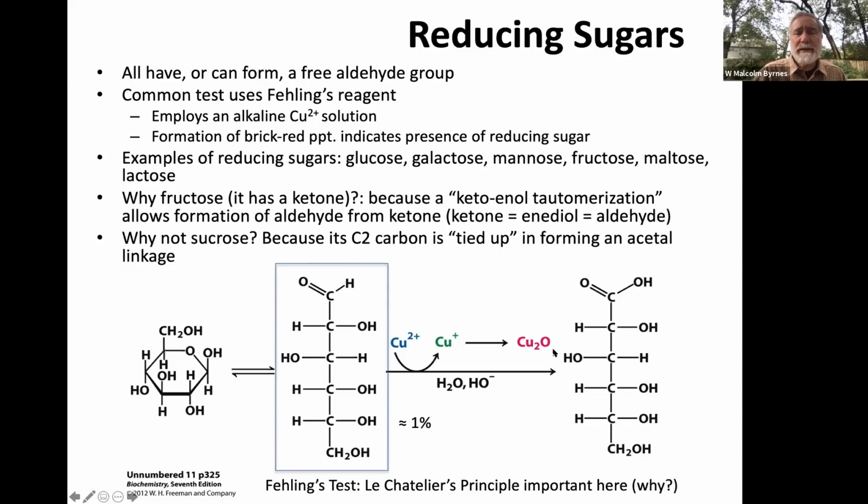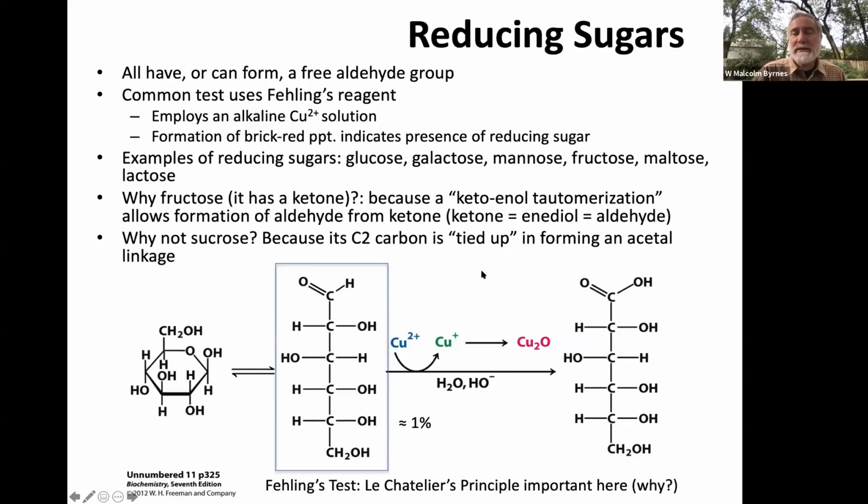Let's take a look at what happens in this reaction that takes place for a reducing sugar. So glucose is a reducing sugar, it's shown here. It of course can form the open chain form spontaneously. About 1% of the glucose in solution is in the open chain form, which has a free aldehyde group. That group can be oxidized to a carboxylic acid.